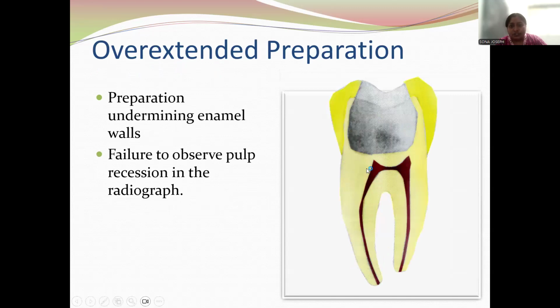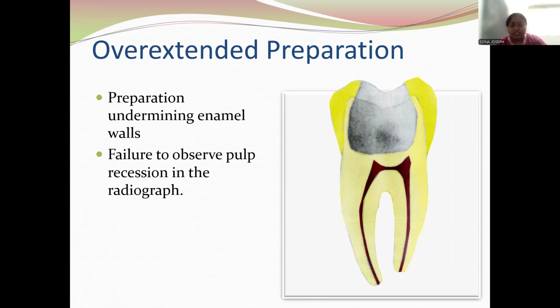Overextended preparation. If you don't observe the radiograph properly, sometimes you might miss a receded or calcified pulp, and in search of the canal you might end up making a big cavity like this. Not having enough knowledge about the pulp space anatomy can also cause an extended cavity preparation. Even if you do a successful root canal treatment after finding the canals in such cases, ultimately the result will be a failure because so much tooth structure is already compromised. Even if you put a crown after this root canal treatment, it might cause fracture of the tooth and you might end up in failure of the case.